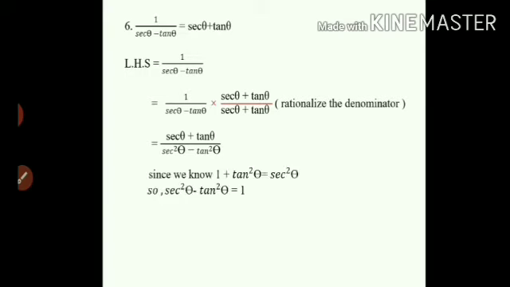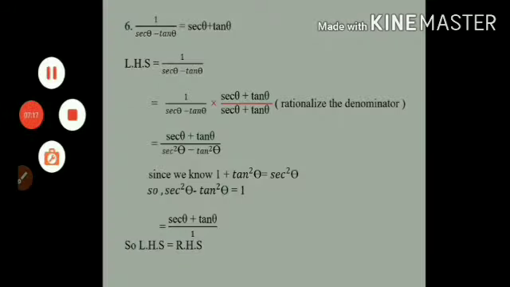So now since we know 1 plus tan square theta is sec square theta, that means sec square theta minus tan square theta will be equal to 1. So the numerator I am keeping as it is, that is sec theta plus tan theta, upon, now for the denominator where we have sec square theta minus tan square theta, which is equal to 1. That is exactly equal to my RHS. So hence it is proved.